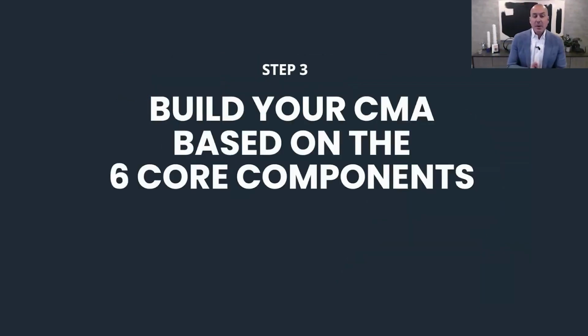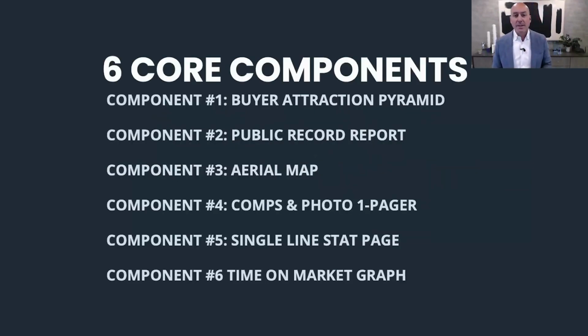The next thing, we've got to start building our CMA. So now we've done all the research, we've looked at everything possible. Now we're going to start putting this beautiful, powerhouse tool together. The first component, and these are the 6, is first we're going to start with what we call our buyer attraction pyramid. I'm going to show you that and what that looks like in detail.